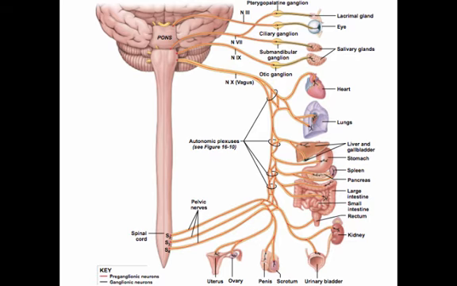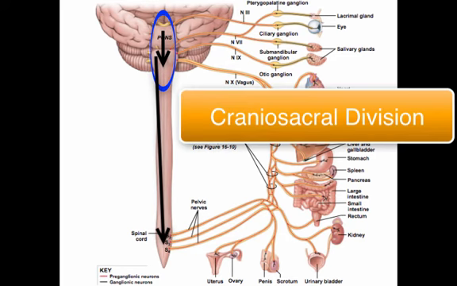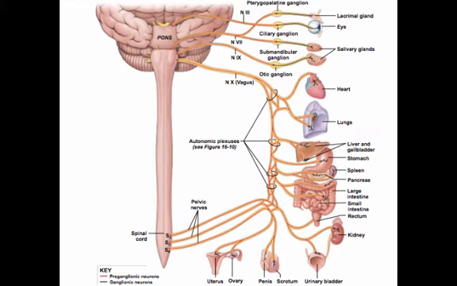The upper motor neurons of the parasympathetic nervous system also originate in the hypothalamus and medulla oblongata, but they synapse on preganglionic neurons found in the brainstem and sacral segments of the spinal cord. Because of this, we refer to the parasympathetic division as the craniosacral division. The preganglionic fibers extending from the cell bodies are much longer than in the sympathetic nervous system. Therefore, these preganglionic fibers synapse on the postganglionic fibers much closer to their effector organs.